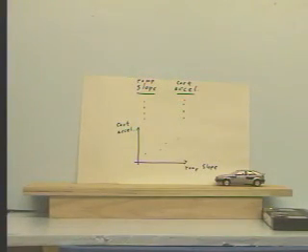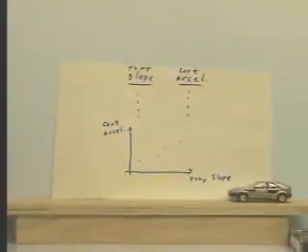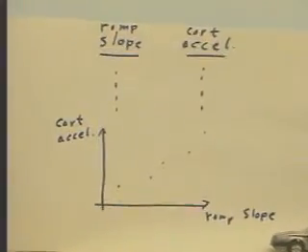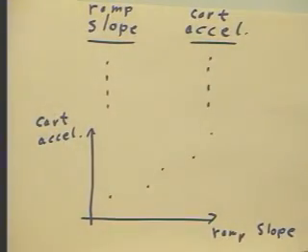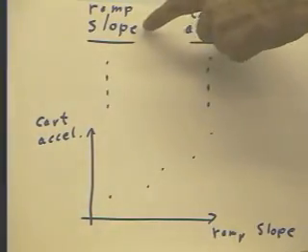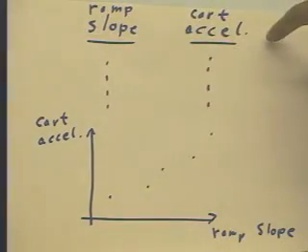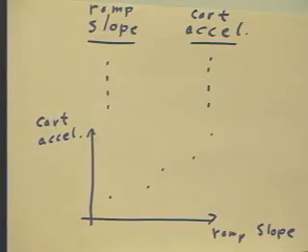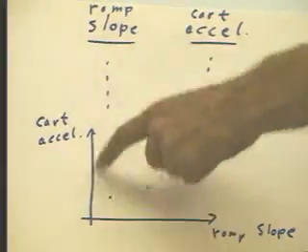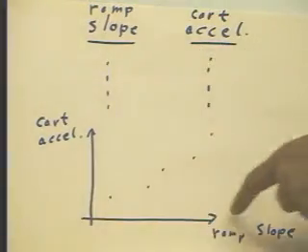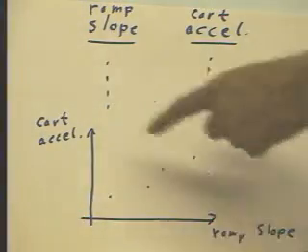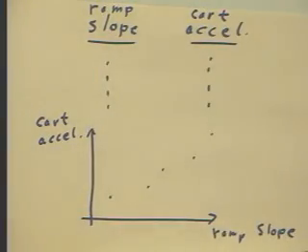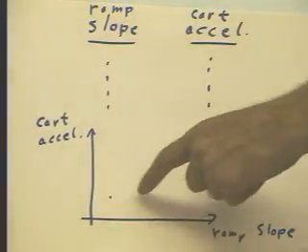As a result of our observations, we're going to come up with a table where we have ramp slope and cart acceleration. We'll have 4 different slopes, 4 different accelerations. And then we'll be able to put these in a graph of cart acceleration versus ramp slope. The cart acceleration will probably be measured in centimeters per second. And we'll have 4 points.